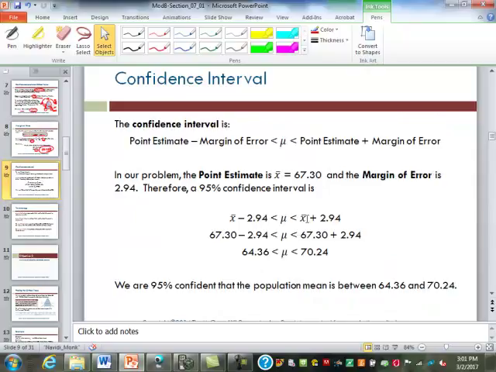So now we have that 67.3. We're going to subtract the 2.94 to get a lower limit of 64.36. And then take the 67.3, which is our sample mean, add that margin of error of 2.94 to get an upper limit of 70.24. So now we can say that we are 95% confident. 95% of these confidence intervals would include the real population mean. So 95% confident that the real population mean for those students would be between 64.36 and 70.24.